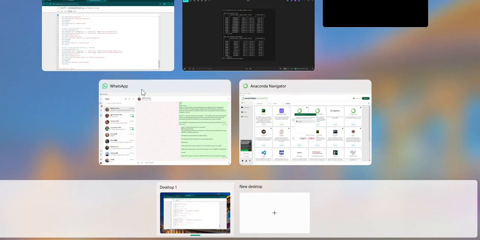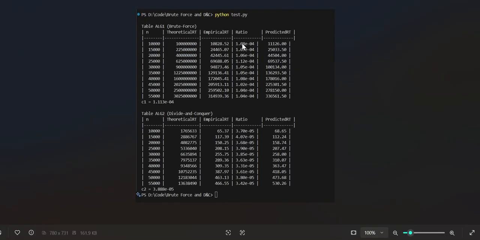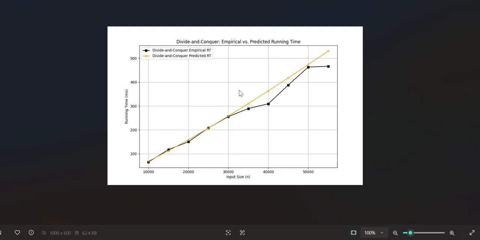And when we get into the results and the visualizations, let's talk about some graphs that we get. So this is the graph that we get for the divide and conquer. This is empirical and predicted running time. The black one that we see here is the empirical time, and the orange one that we see here is the predicted running time. This is for the divide and conquer.